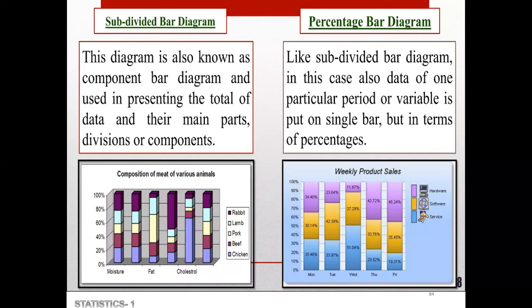Now here you have the quantity of production of the meat of various animals: rabbit, lamb, pork, beef, and chicken. This data is represented one above the other. Here we measure the moisture, fat, and cholesterol. That is how we can represent the different data one above the other.